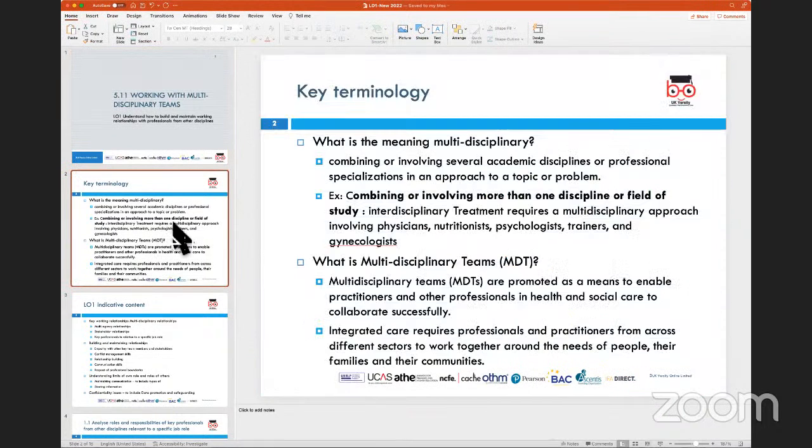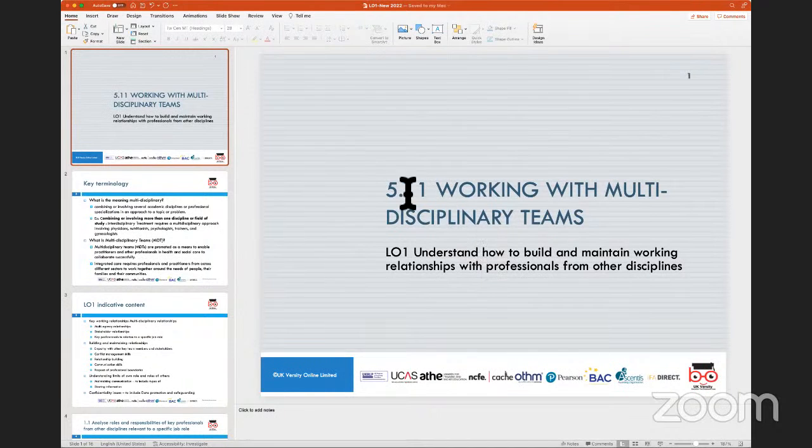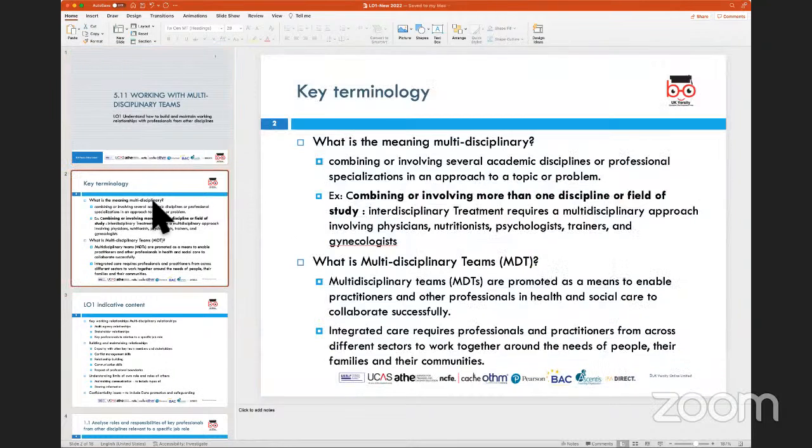So let me start off with some key bits of terminology. In the learning outcome 1, in the unit itself, we talk about MDT. This is a term which will become quite synonymous when you look at talking about multidisciplinary teams. So in short, MDT. Now, what is a multidisciplinary approach? Why do we need to look at this approach?